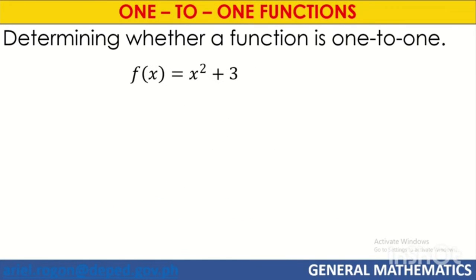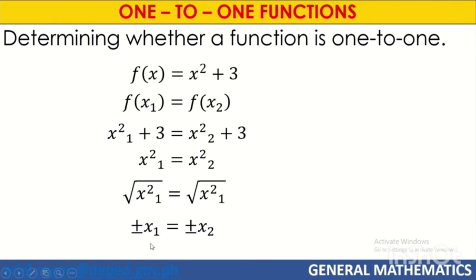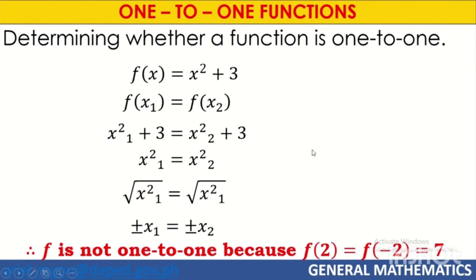So letter D, f of x equals x squared plus 3. f of x sub 1 equals f of x sub 2. So x sub 1 squared plus 3 and x sub 2 squared plus 3, meaning they are not the same. So the function is not one-to-one function because f of 2 is not equal to f of negative 2, which equals 7.